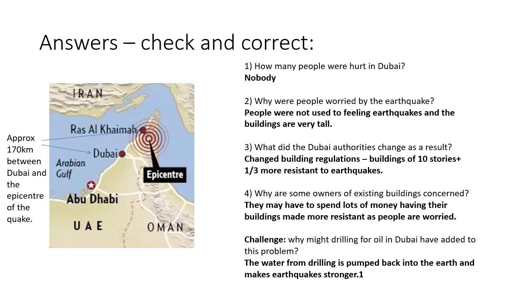Which then leads to number 4, why are some owners of existing buildings concerned? Well, because the people that work and live in their buildings are now worried. They may have to spend, therefore, lots of money having their buildings made more resistant.